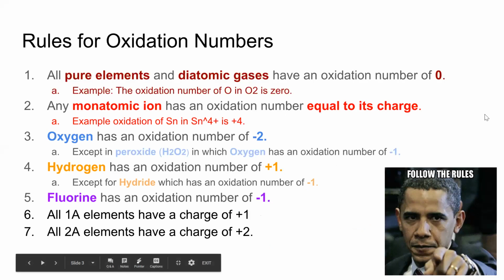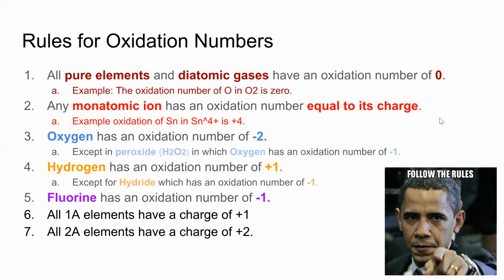The first one is that all pure elements and diatomic gases have an oxidation number of 0. An example of this is in O2 gas, the oxidation number of oxygen is 0. Second rule is that any monatomic ion has an oxidation number equal to its charge. An example of this is in tin. The oxidation number will just match whatever charge it has. So in this case, +4.